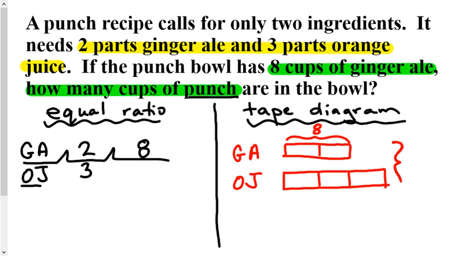That means I need all of this together. How many cups of punch? So now I can figure out how much is in each box, because that's really what I have to do. If I can figure out how much is in each box, then I can figure out the question. 8, there's 2 boxes. 2 boxes equals 8.